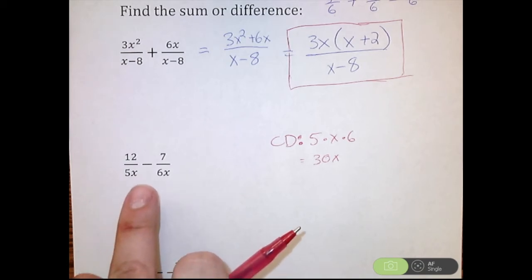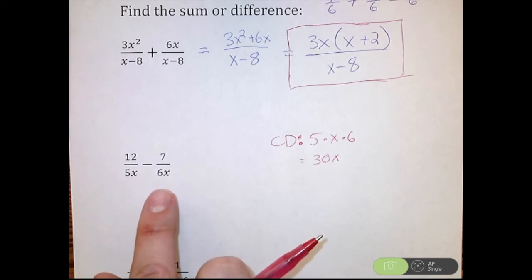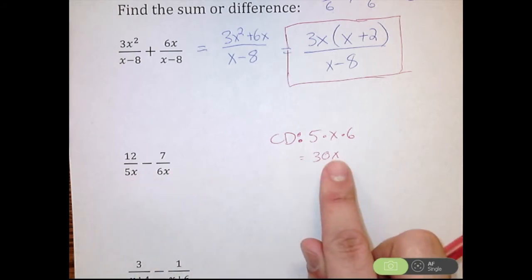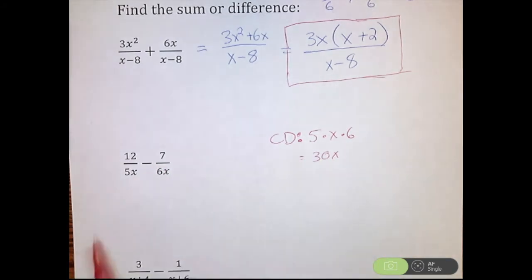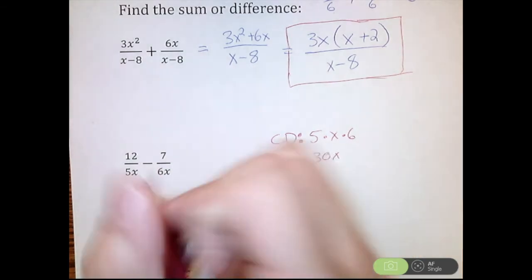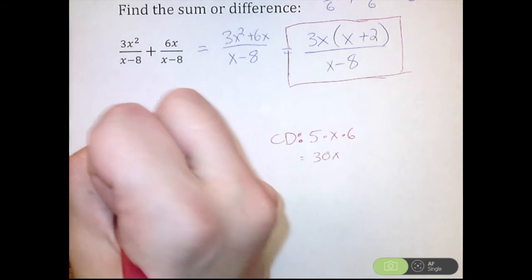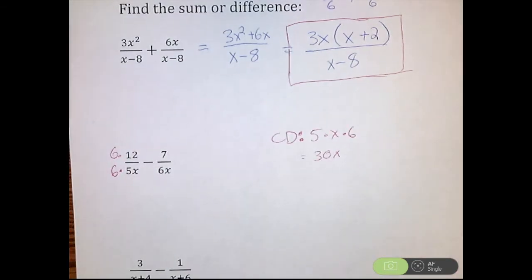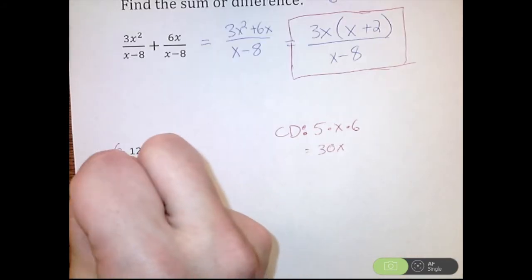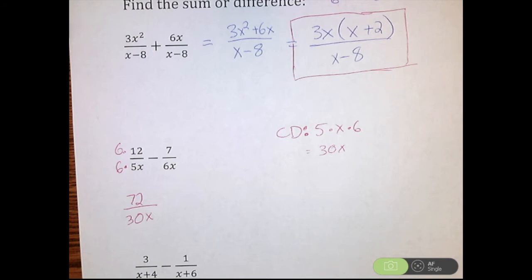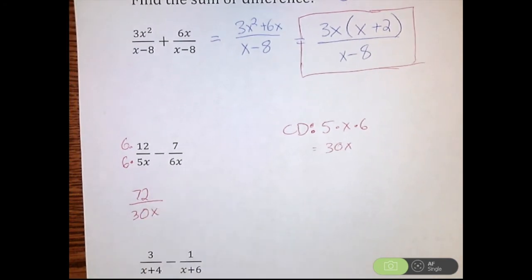So looking at our setup here, 12 divided by 5x minus 7 divided by 6x, I need to first start working on this 5x. So I have to figure out 5x times what will give me 30x. So that is going to be 5 times 6 gives me 30. I already have the x. So I'm going to multiply the bottom by 6. And if I'm multiplying the bottom by 6, I have to multiply the top by 6 as well. So when I do that, 6 times 12, I'm going to have 72 over 30x. Now I want to focus on my other fraction there.